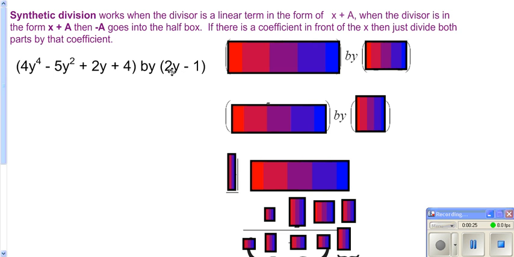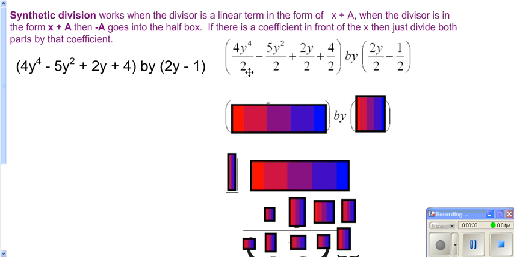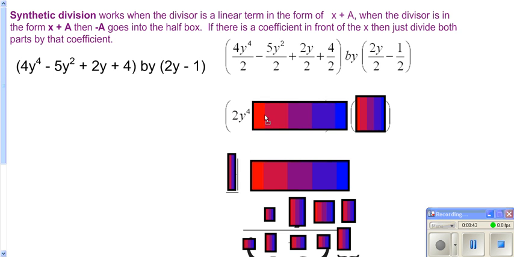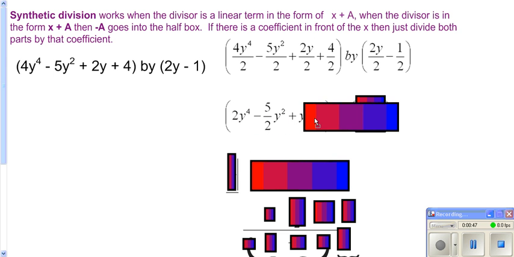Now, we have this right here. We need to get this to be a 1, so we'd have to divide that by 2. Well, if I divide that by 2, I've got to divide everything here by 2. So I've got to take my whole original problem and divide everything by 2. So 4 over 2 is 2. That doesn't reduce down. That's a 1, and that's a 2. And then over here, that's a 1y, and then that's a half.